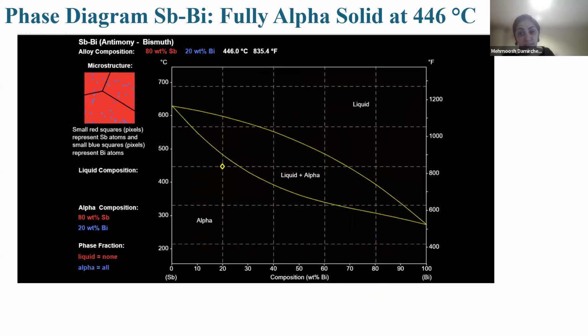And the last one, on the third slide, the alloy has further cooled to 46 degrees Celsius. At this point, the alloy is fully solidified and consists entirely of alpha phase, or solid solution. And the overall composition equals the composition of the alpha phase. Here it was 20 in alpha phase and 20 overall, and we are 100% alpha and 0% liquid. Okay.